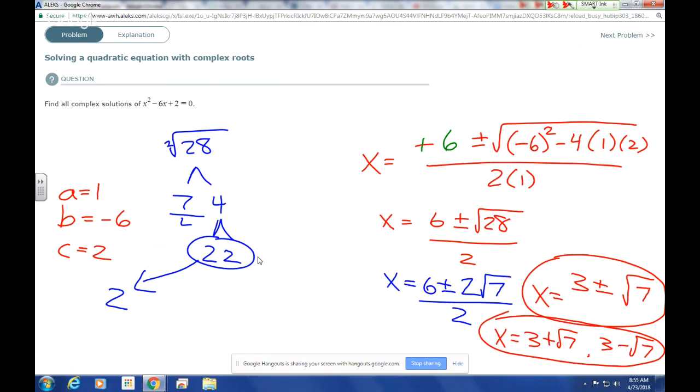Okay. If I change that into a decimal, Alex would say that that's wrong, meaning if I had typed in square root of 28 and hit enter, it would say that it's wrong. Any questions on that?